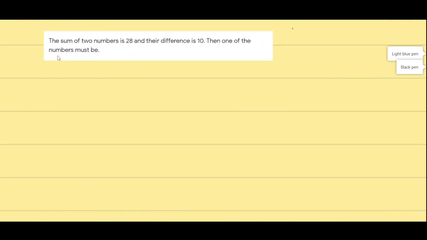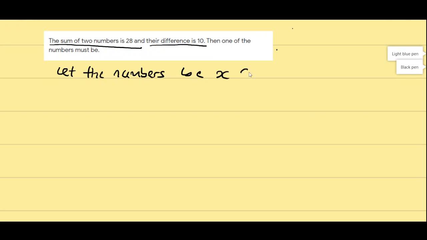Okay, here we are told that the sum of two numbers is 28 and that their difference is 10. So that is the key word there, the sum of the two numbers and their difference. First of all, let the numbers be x and y. So what do we know about x and y?